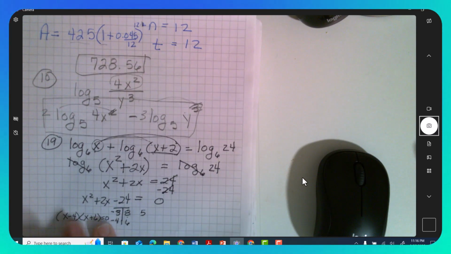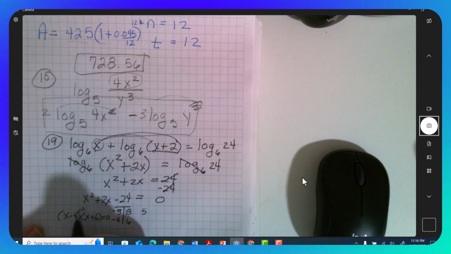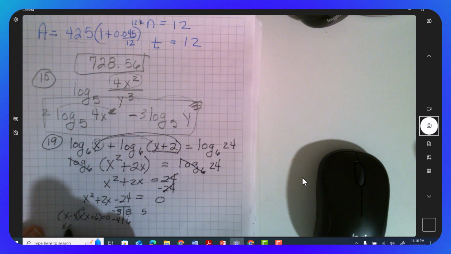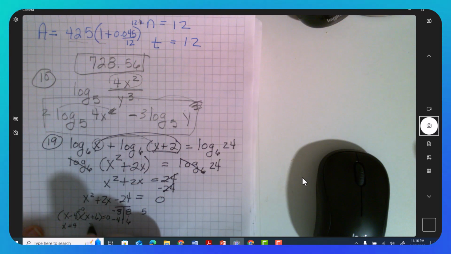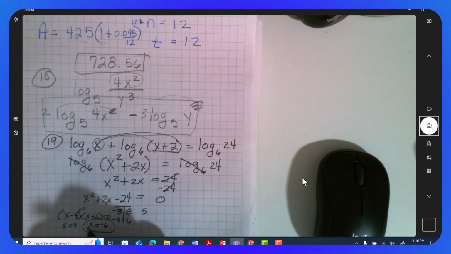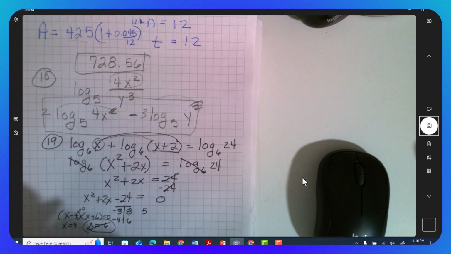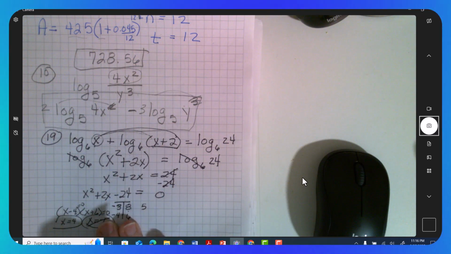Set each factor equal to 0 and solve for x. So if you set x minus 4 equal to 0 and add 4 to both sides, you get x equals 4. If you set x plus 6 equal to 0 and subtract 6 from both sides, you get x equals -6. Okay, we're going to toss out the negative because taking the log of a negative number gives us an imaginary number. This is extraneous. We're only going to take our positive solution. So x equals 4 for number 19. That's our only solution when we factor. If these were both positive, we would take them both.